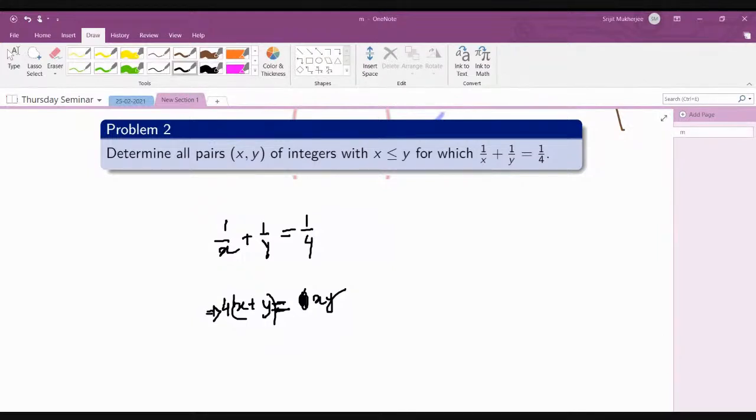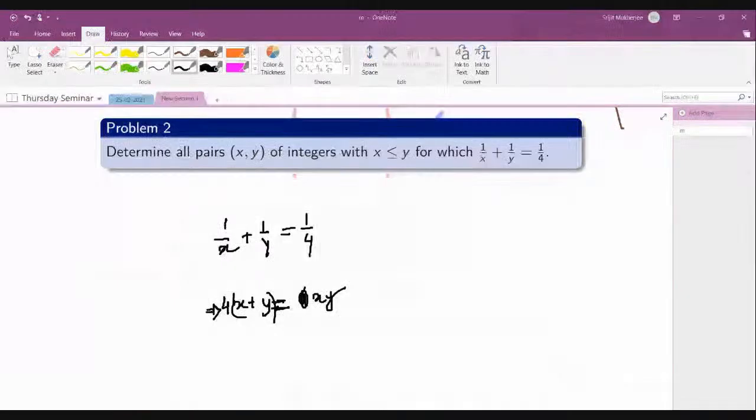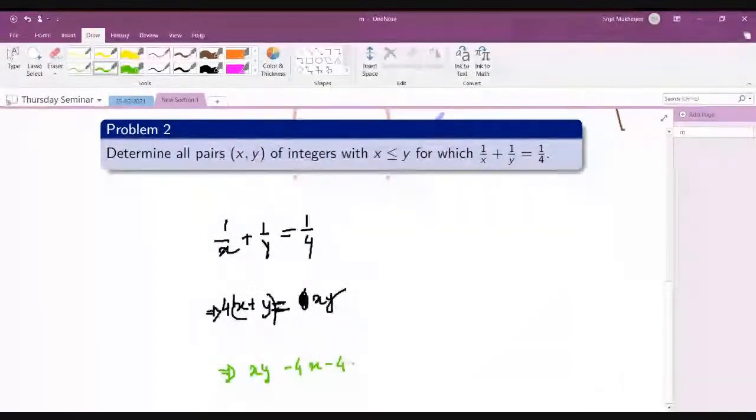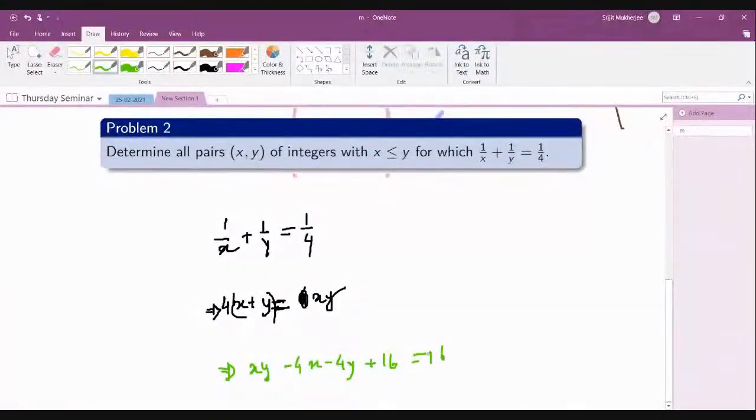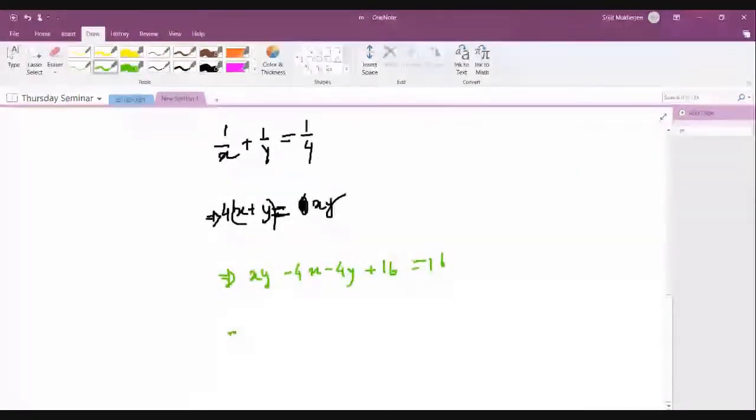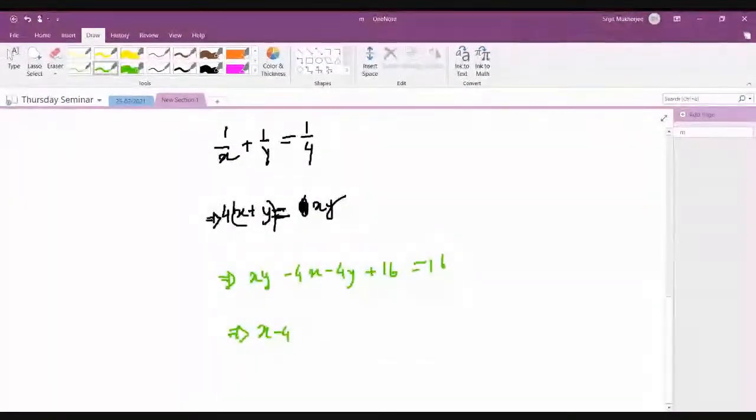Ah, that makes sense. So therefore you try to do some factorizations over here. xy minus 4x minus 4y plus 16 is equal to 16, and you get that (x minus 4) times (y minus 4) is equal to 16. Lovely.